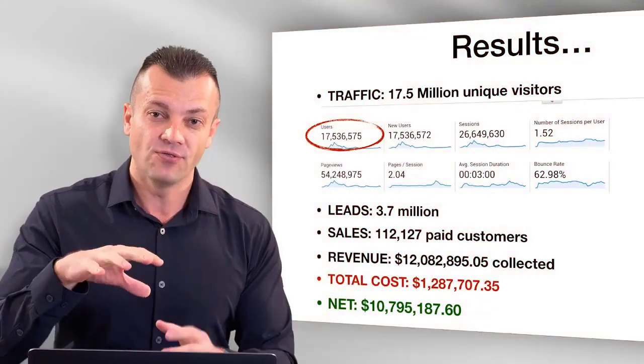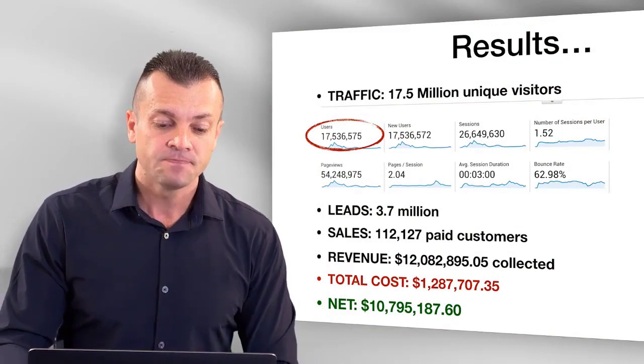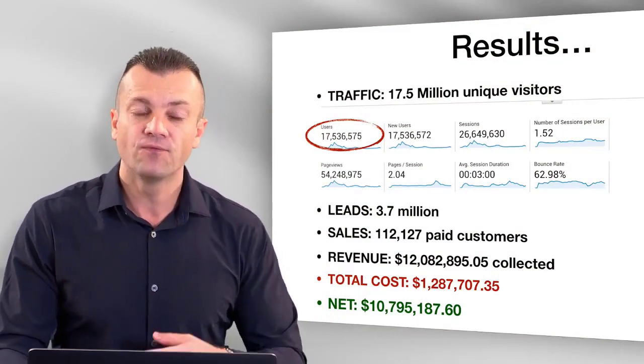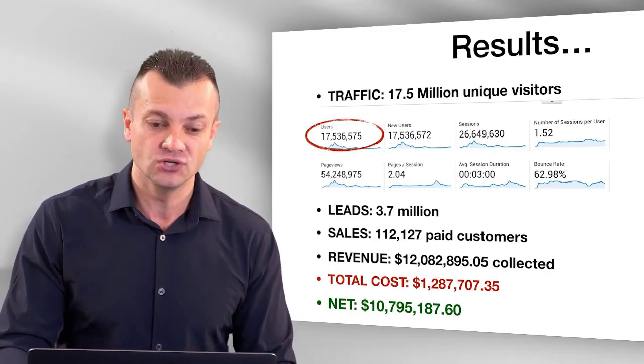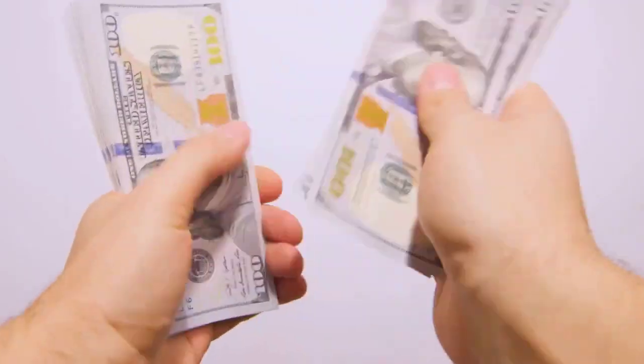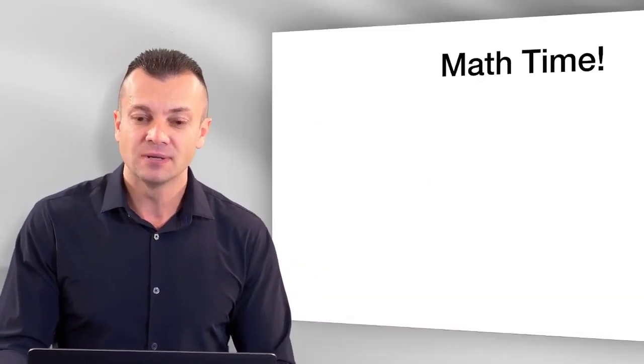It gets better. Now that crowd produced for us in this particular campaign over 112,000 paid customers, for over $12 million in revenue generated. Now, the big question is, Vic, you probably spend a fortune to get these? Well, depending how you look at it, right? Let's do some math on it.